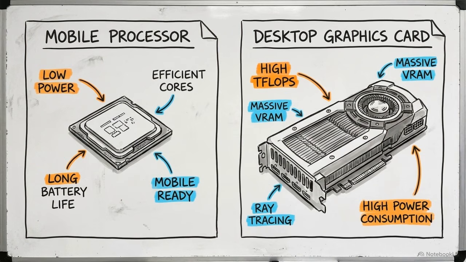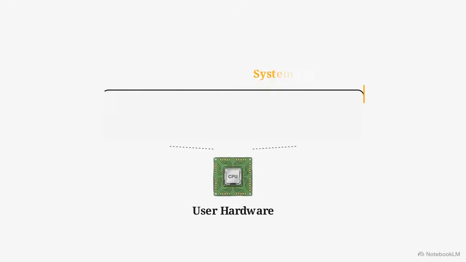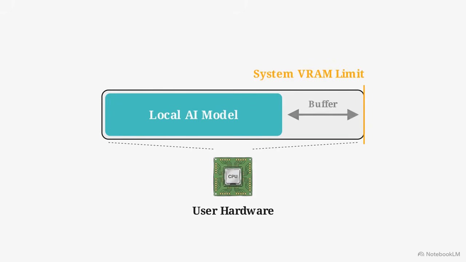Developing AI for the browser requires managing this exact balance. You must choose a model capable enough to handle the prompts, but small enough to fit within the physical memory limits of the user's hardware.